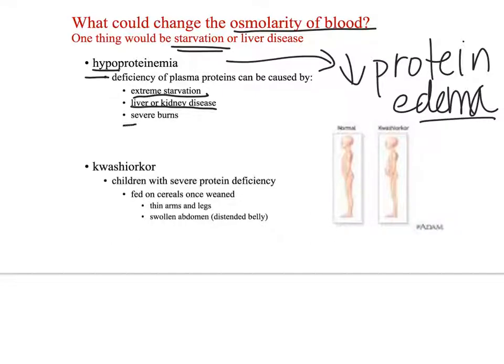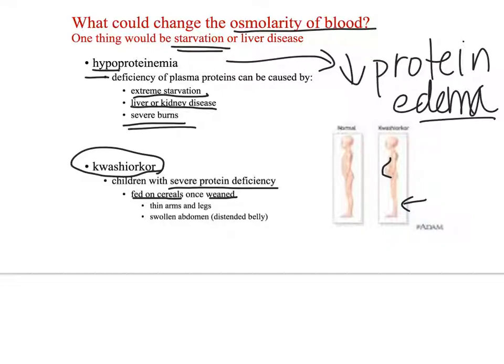Severe burn patients lose a lot of protein. Then there's Kwashiorkor. I can never say this right, I'm not sure how you're supposed to say it. It's for children with severe protein deficiency. Sometimes it occurs in developing countries where, if kids are weaned, their diet is not very good. They're fed on cereals and they don't have enough protein in their diet. What happens is they end up with a distended belly because there's fluid accumulating in there. The muscle tone is bad because they're not developing muscles.